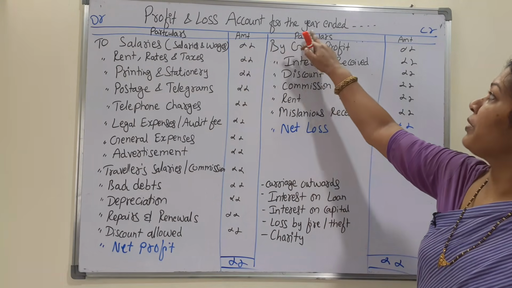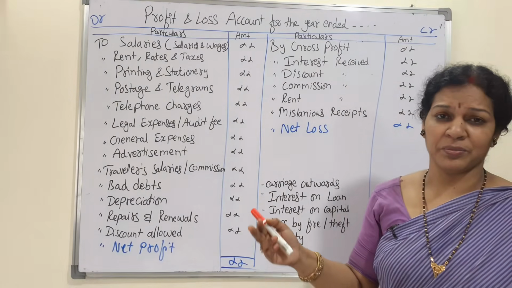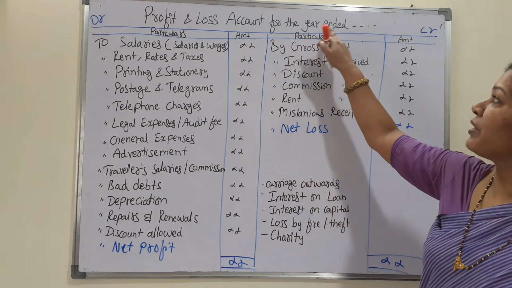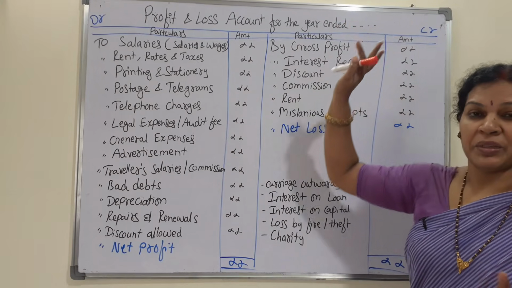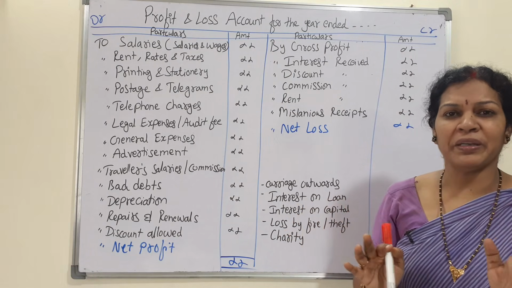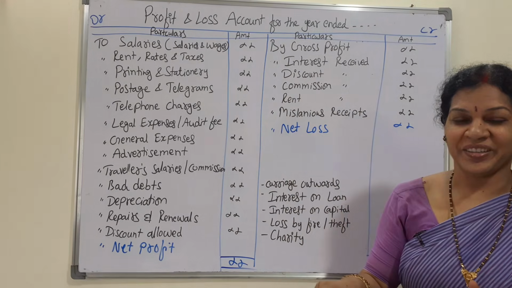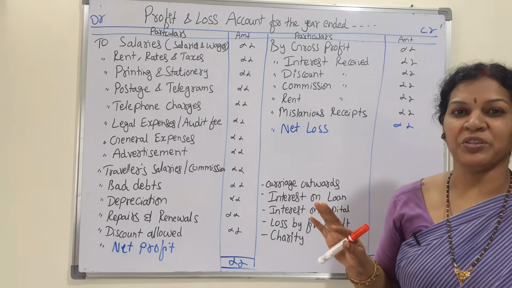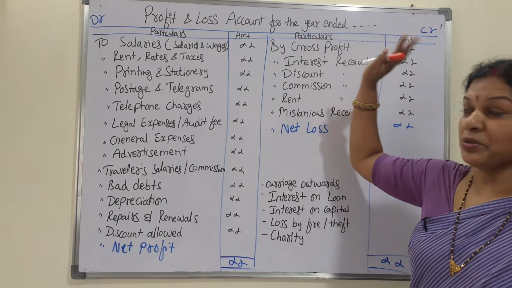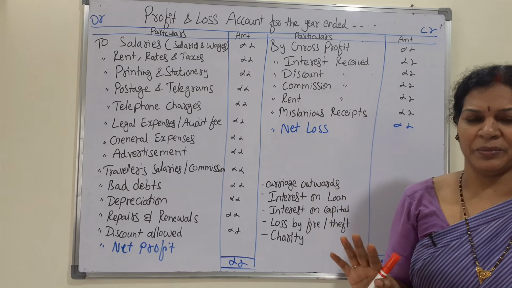Profit and loss account for the year ended 31st March or 31st December 2016, whatever the date given. Generally you know that the trading account and the profit and loss account are prepared in one account only: Trading and Profit and Loss Account for the year ended. Anyway, I am showing you separately, that is why I have written profit and loss account for the year ended so and so. Debit, credit, particulars, amount, the proforma is the same.